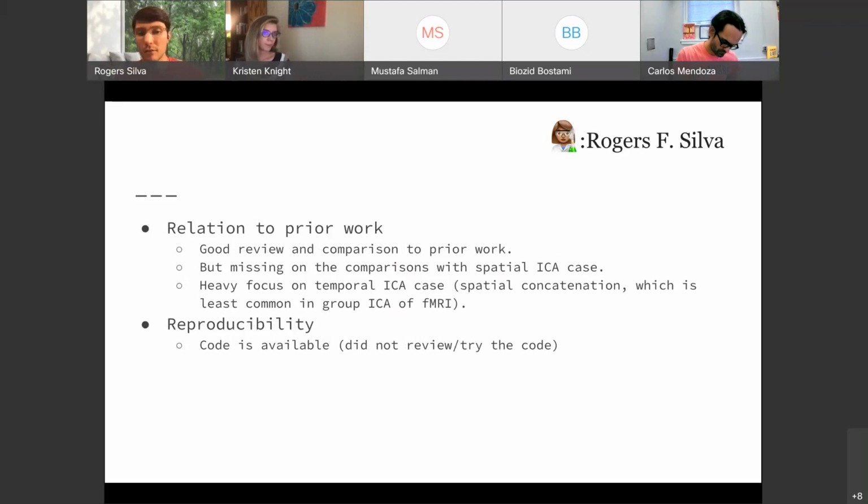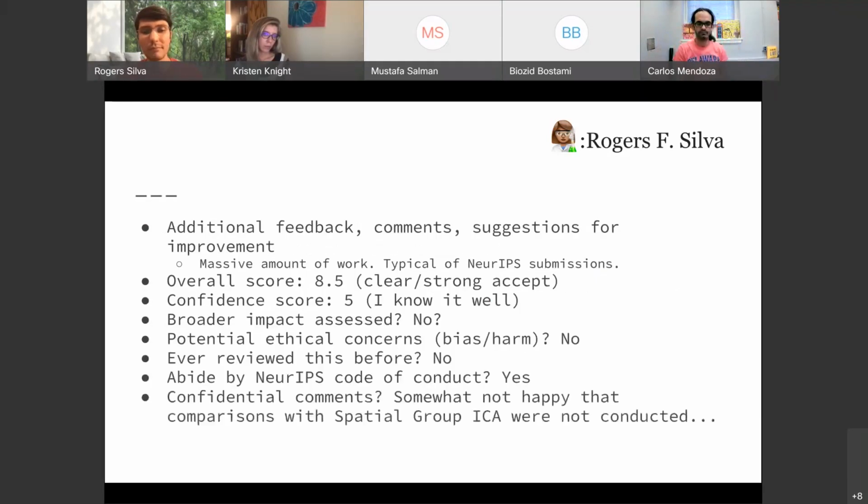And just reinforcing that temporal ICA means concatenation in space over voxels, not time, which I think is the least common case in fMRI data, particularly. The work is reproducible and the code is available, but I did not look into that particularly.